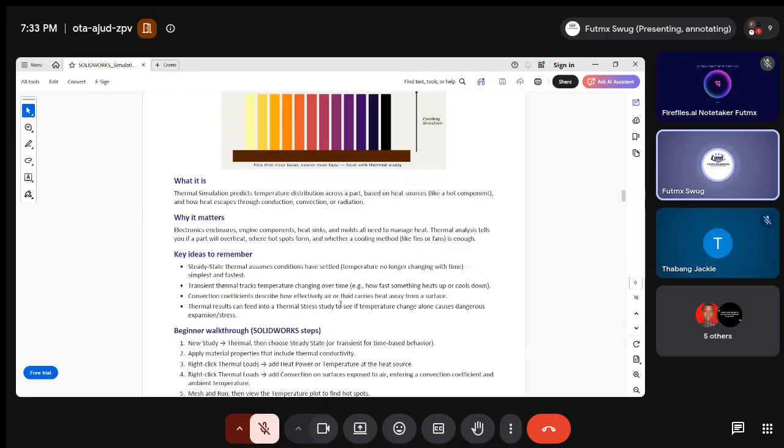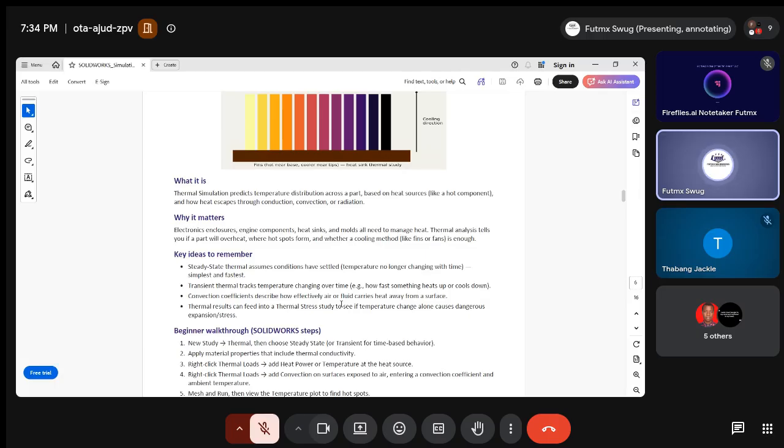Also you can check your convection coefficient, which describes how efficiently your air or fluid carries heat away from the surface. That also is something you need to take note of. Also, your thermal results can feed into a thermal stress study to see if temperature change causes dangerous expansion.